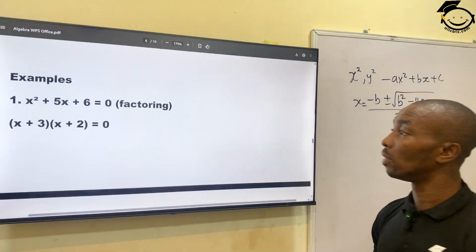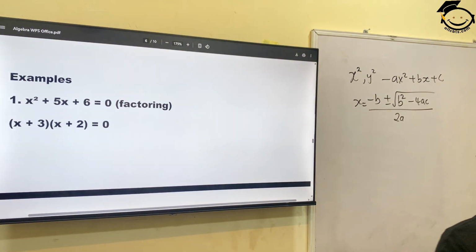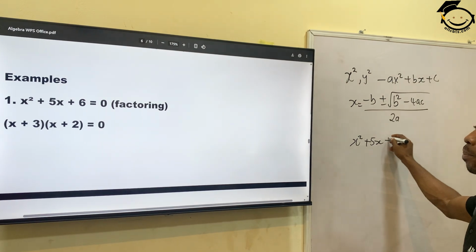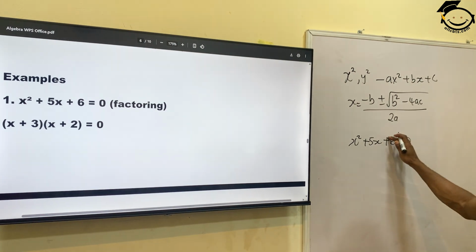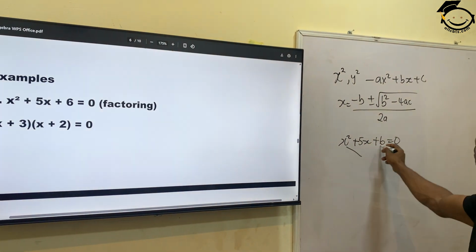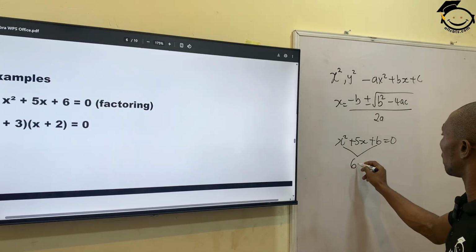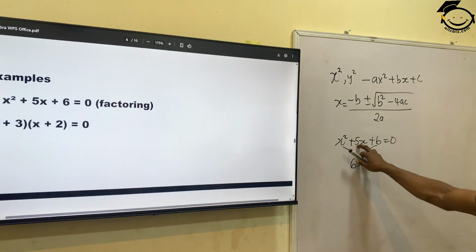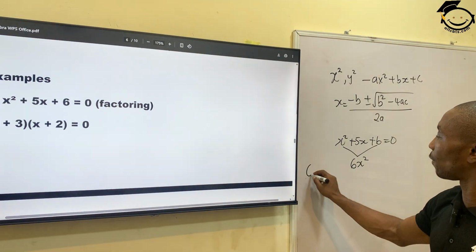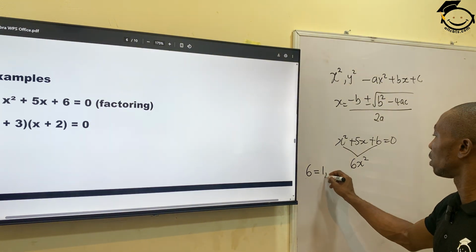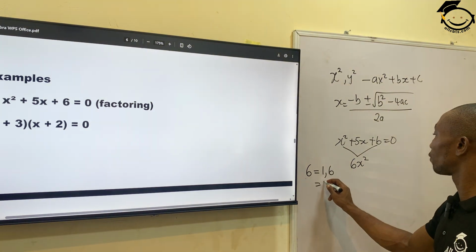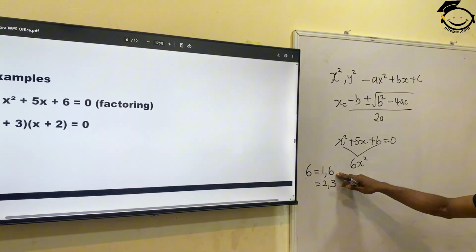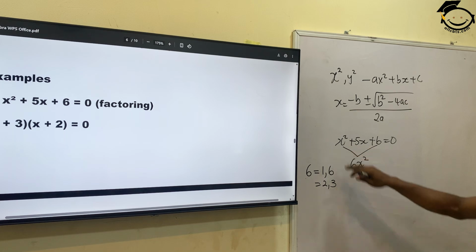Now, example 1. Let's look at x squared plus 5x plus 6 equals 0. Now, can we find the factors of 6 that will give us 5? What are the factors of 6? We have 1 and 6, and we have 2 and 3. Let's see if 1 and 6 satisfies what we are looking for.